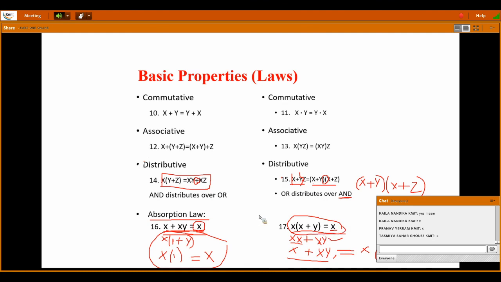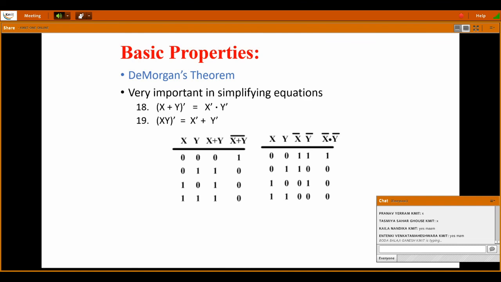So 16th and 17th are absorption laws. Very important. Have you understood this? Okay, so the next one is De Morgan's theorem. De Morgan's theorem is very important in simplifying equations. So 18th and 19th are called De Morgan's theorems.